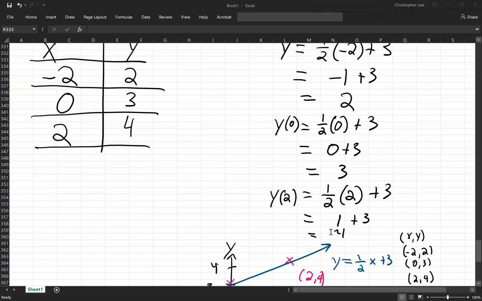Yeah, whatever's on the bottom of the fraction, and of course 0. I can't forget about 0. That's my friend right there.